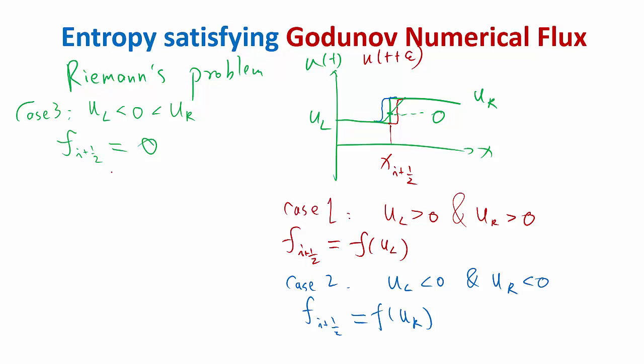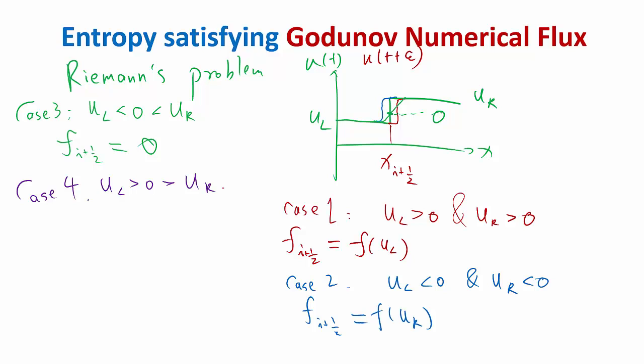Any other questions? Okay. Case 4 is UL greater than 0 greater than UR. I said case 3 is the most tricky case. Case 4 is the second most tricky case. Okay. In this case, do we have an expansion or a shock? A shock. Which direction is the shock moving?